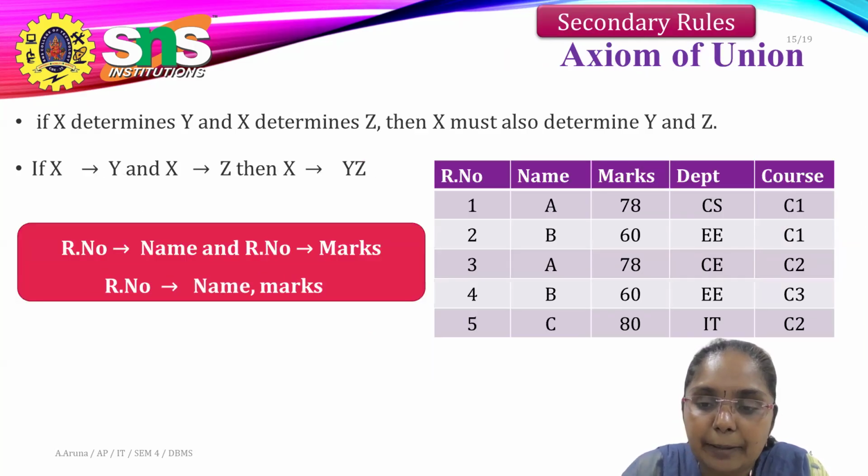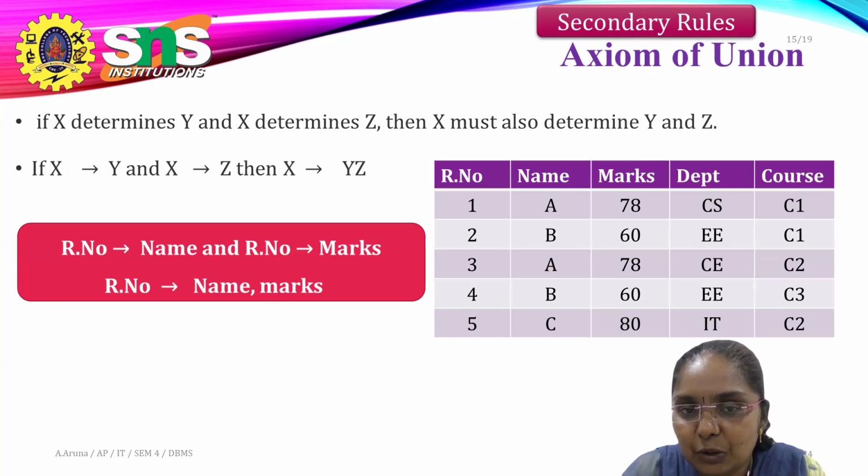So these are the primary rules. By using the primary rules only, we are going to generate the secondary rules. In the secondary rules, first is called union. You are generally well known about union. Union is nothing but combining all the components. What are the elements present in both tables? If you are joining them together, that operation we call union.